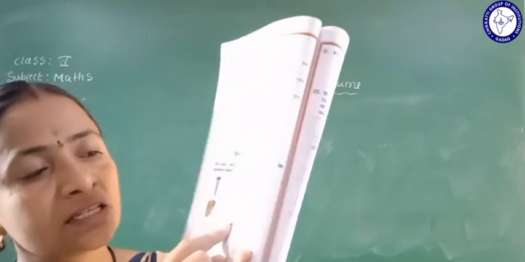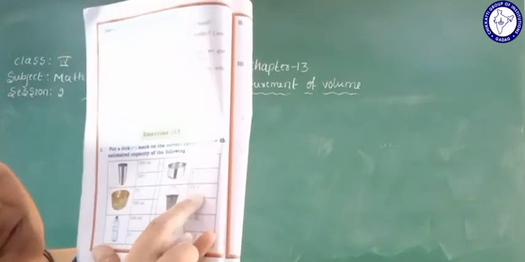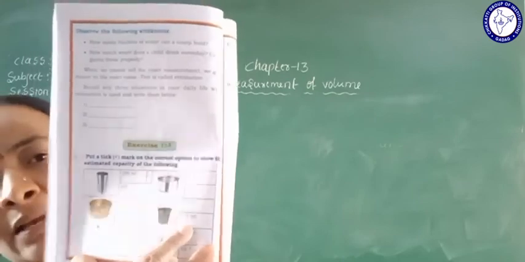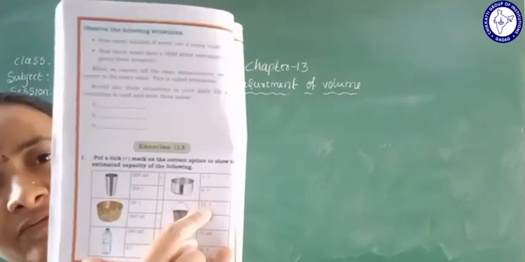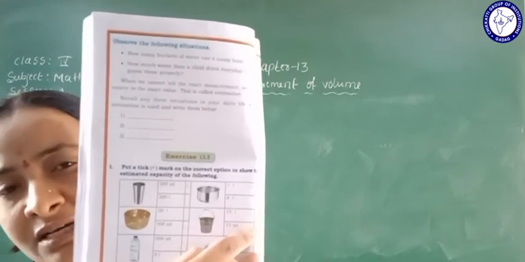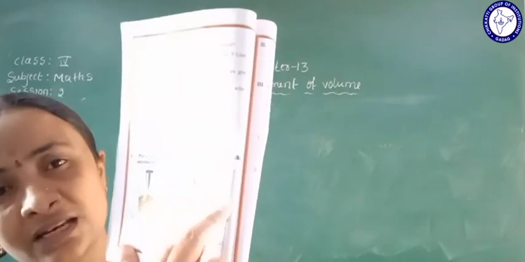Okay, next one, a bucket is given here. So this bucket has a capacity of 15 liters or 15 ml. See the bucket, it has a big capacity, 15 liters of water. Understood this one? So it can be marked here, 15 liters.